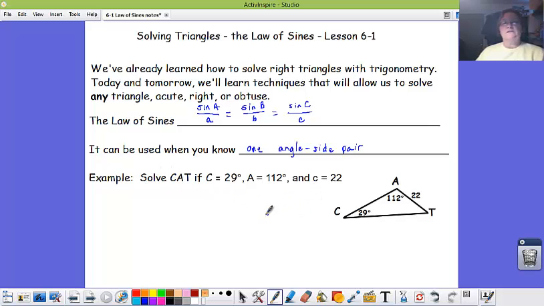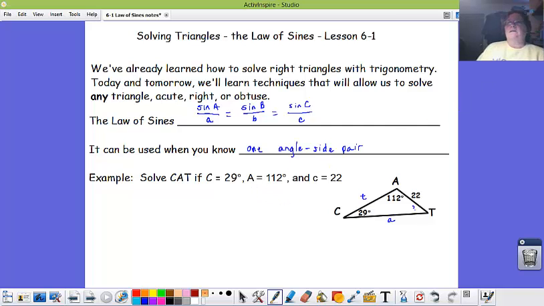If we're going to solve this triangle, we are given a 29-degree angle here, a 112-degree angle here, and one side length. By the way, solving the triangle means finding all of the missing pieces. So we need to find the angle at T, the measure of T, and the measure of this side A across from the 112-degree angle. Alright, so let's begin with what's easy.